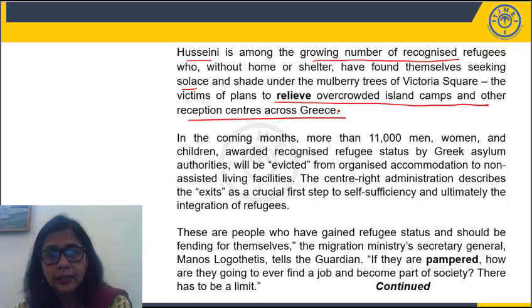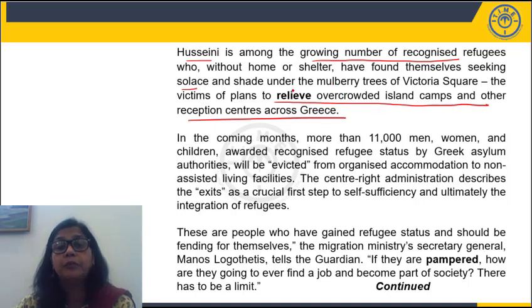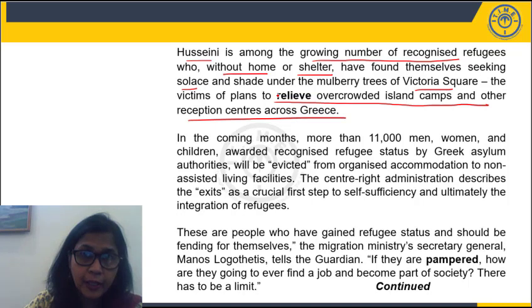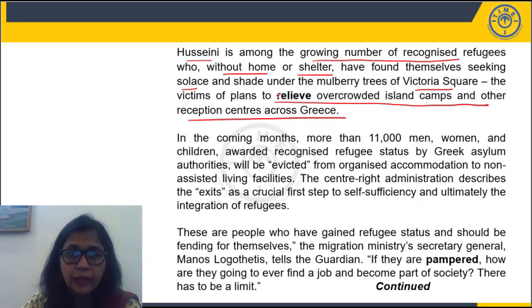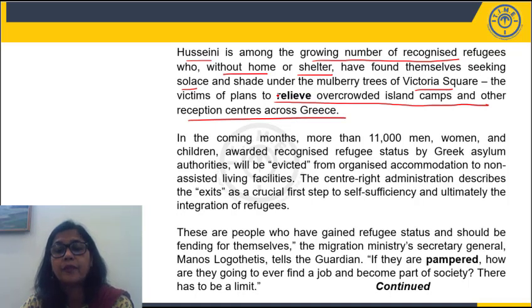And many like her, yes, were now living in... they found themselves at this place over here, the Victoria Square, yes, without home or shelter. So evicted from the camp, right, out into the city without home or shelter, right?